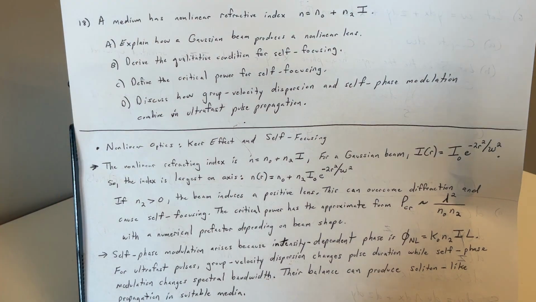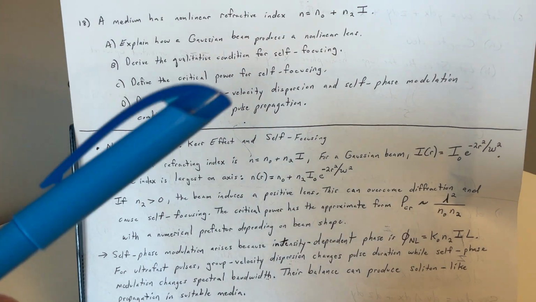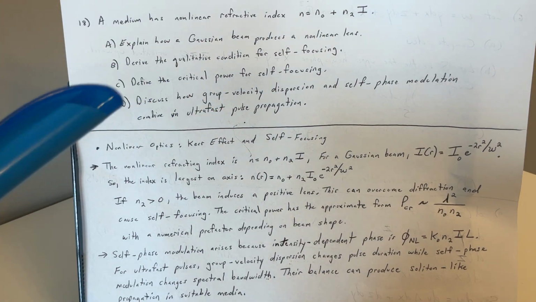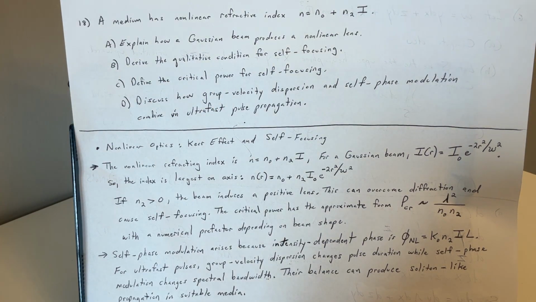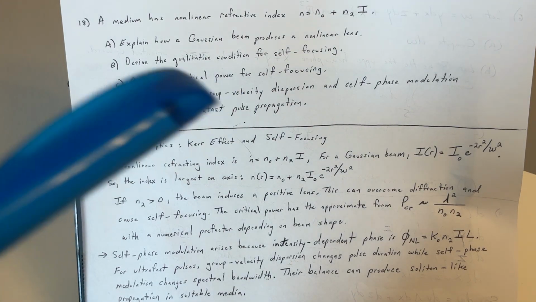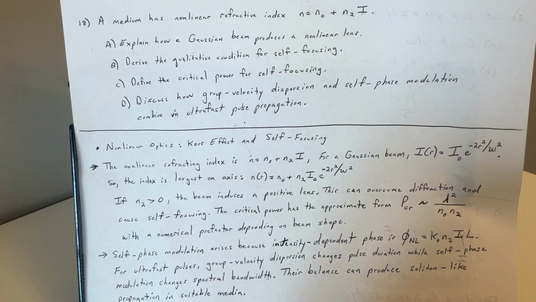Okay, so we have a medium with nonlinear refractive index n equals n naught plus n sub 2 I. Explain how a Gaussian beam produces a nonlinear lens. Derive the qualitative condition for self-focusing. Define the critical power for self-focusing. Discuss how group velocity dispersion and self-phase modulation combine in ultrafast pulse propagation. So, nonlinear optics, Kerr effect, and self-focusing.